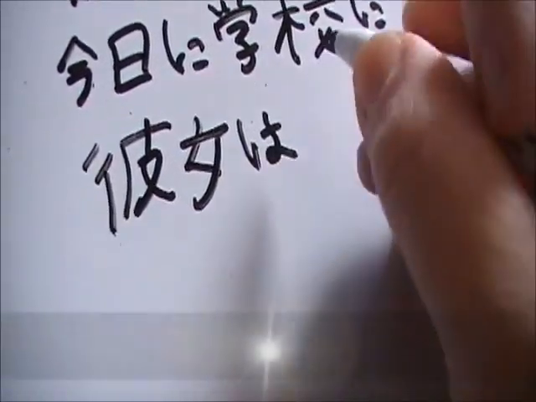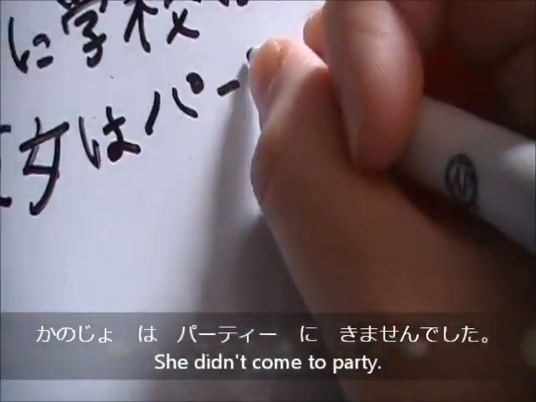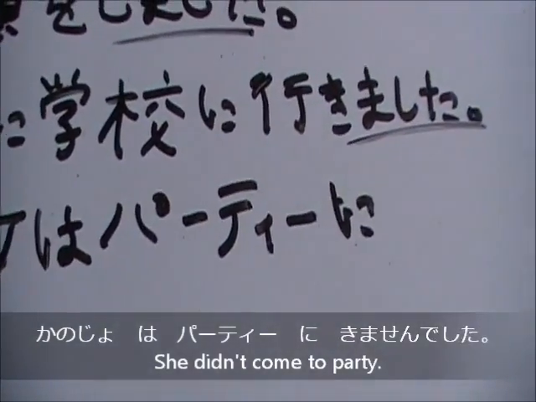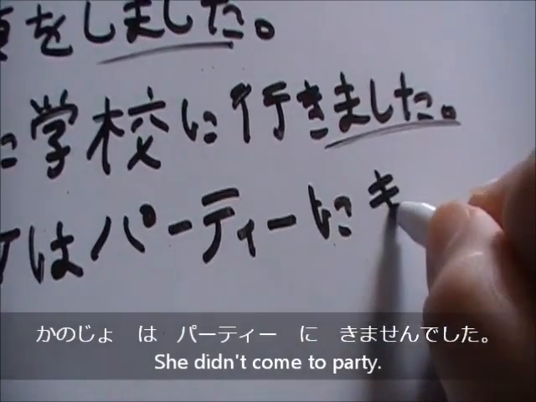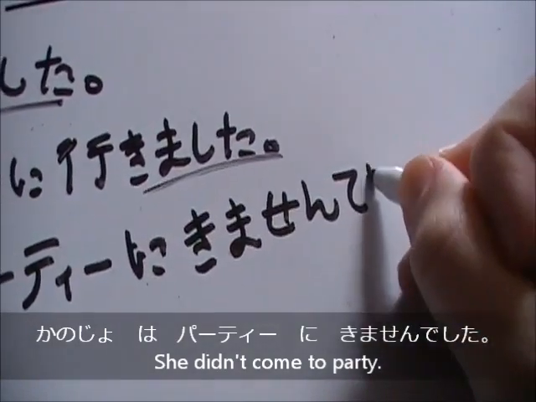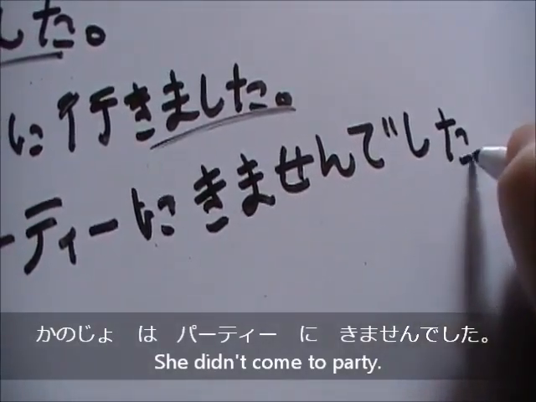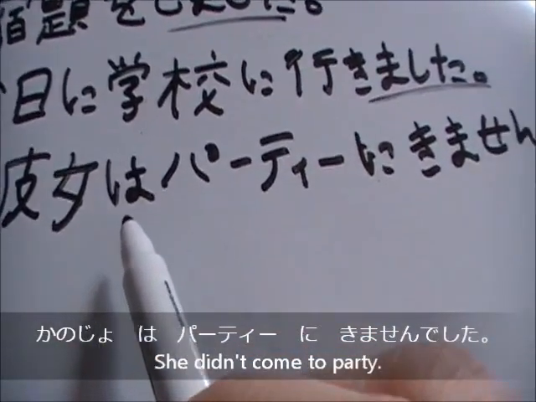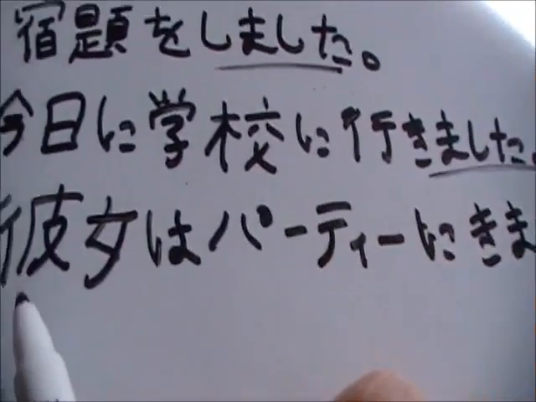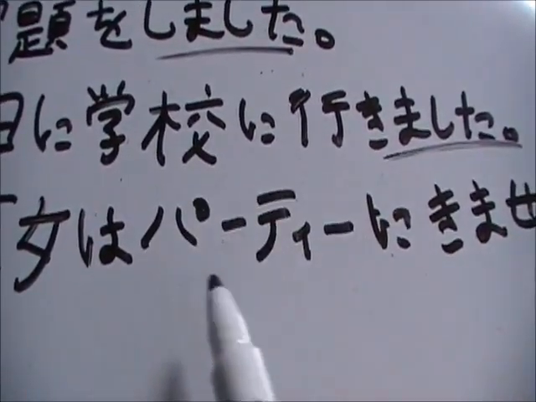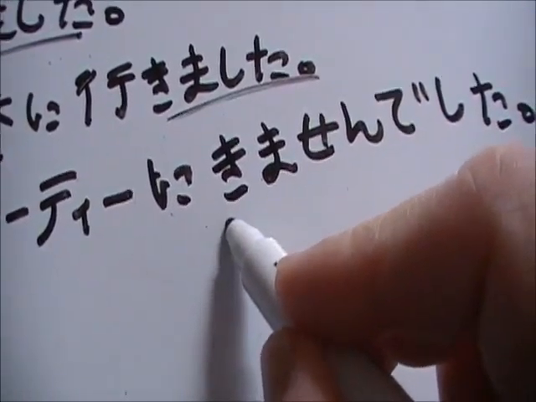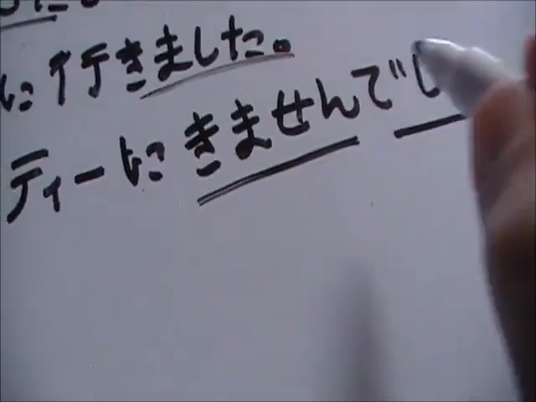Kanojō wa pati ni kimasen deshita. So kanojō is she, pati is party, and then this is the conjugation of kuru, kimasen, negative, deshita, past. She didn't come to the party.